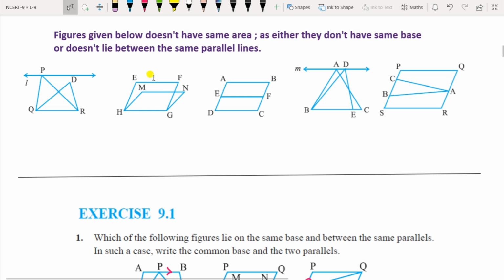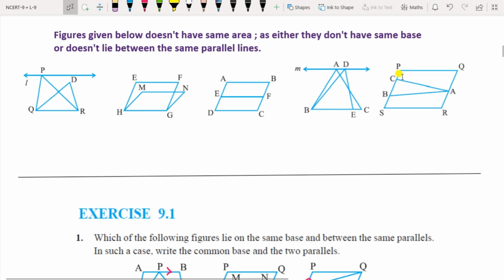Here it is EF and here it is MN. In this case too, they do not lie between the same parallel lines. The base is the same, EF, but the parallel lines are AB and CD. In this case, they lie between the same parallel lines, BC and AD, but the base of these two triangles is not the same. For one triangle it is BC, for the other it is BE.